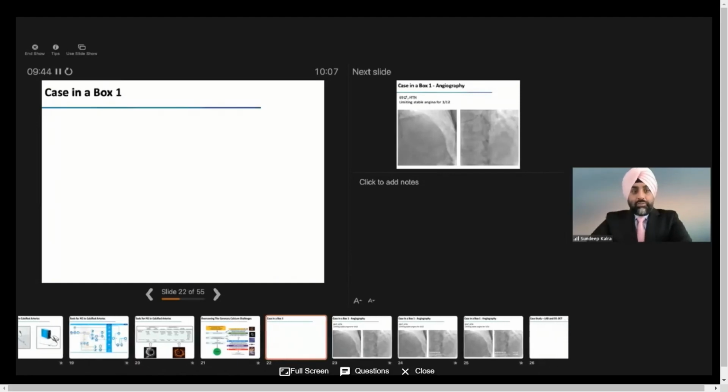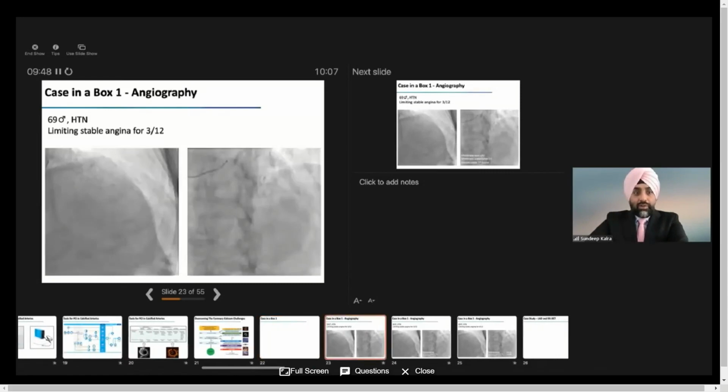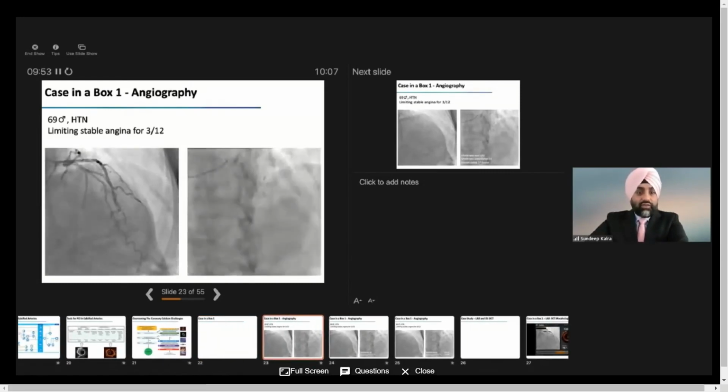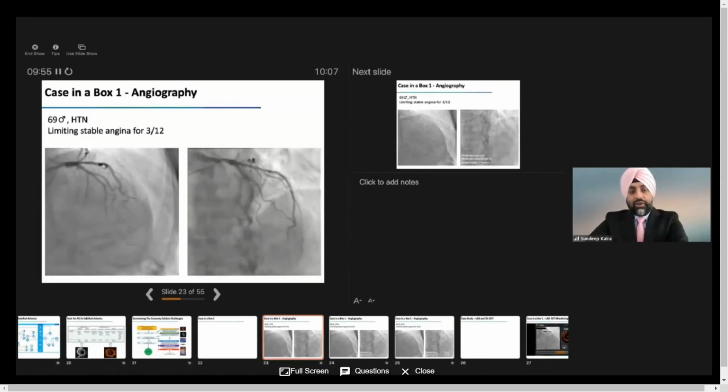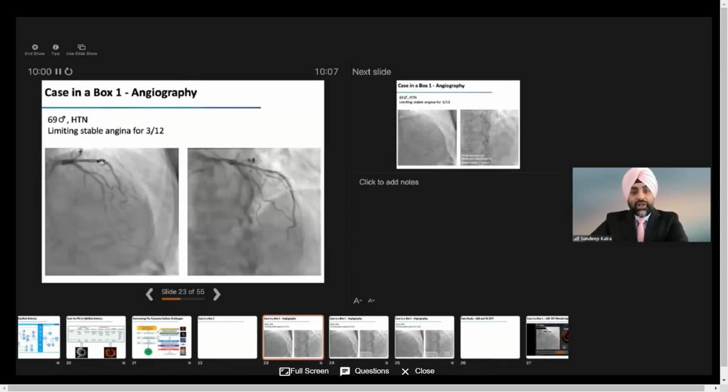So I think this is best highlighted if I can demonstrate a couple of recent cases that I undertook. The first patient is a 69-year-old patient, only risk factor of cardiac disease is hypertension. He had a very good history of limiting stable angina for 3 months, despite being on 2 anti-anginal agents.